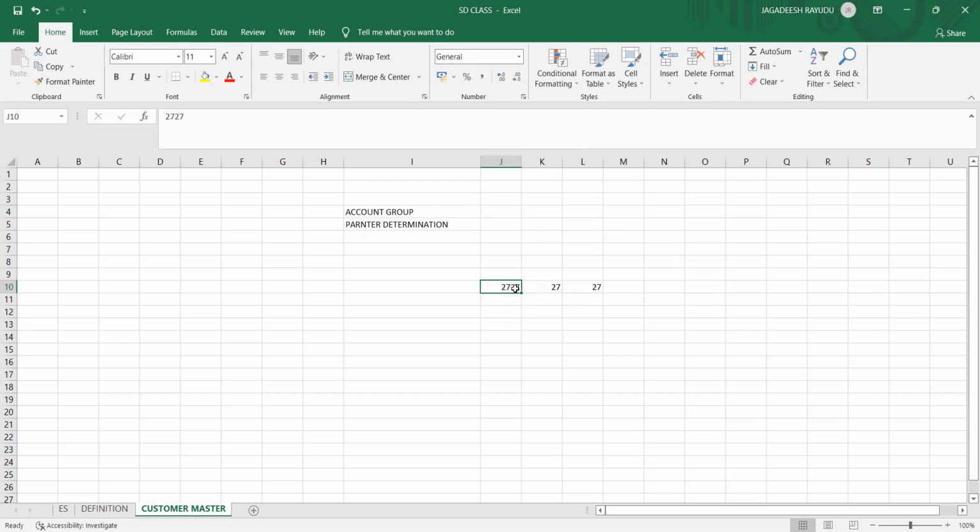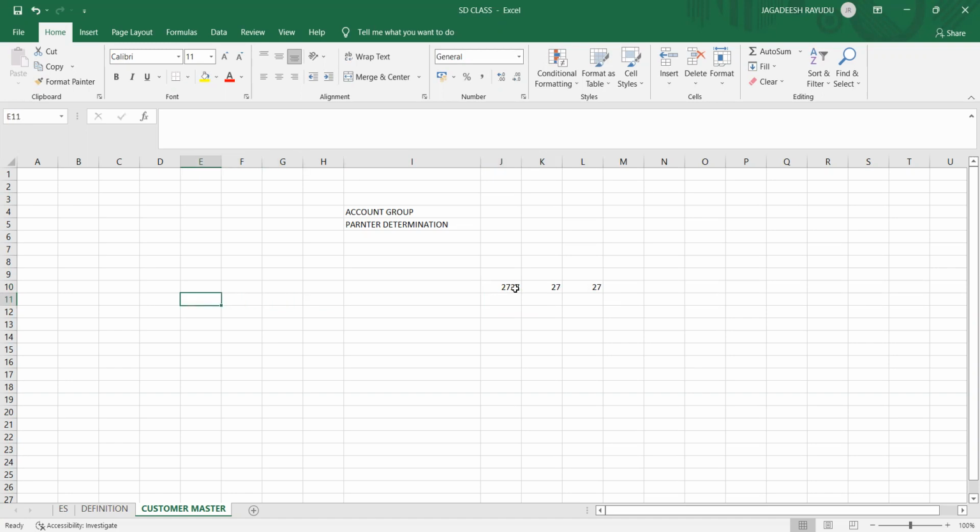So how will the system come to know? Like you created a sales area, when you are creating a customer, if you link this sales organization, then the customer belongs to that sales organization. So this is the sales area.